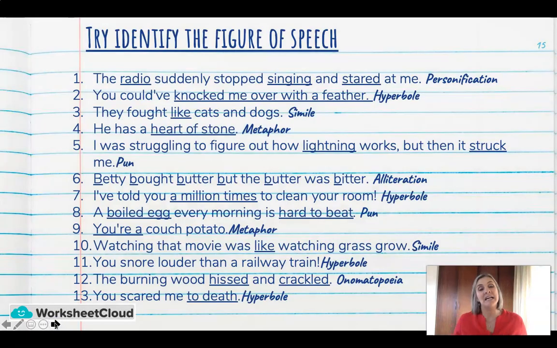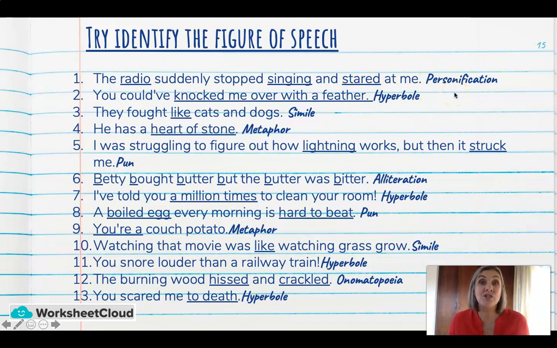Here we go. So number 1, the radio suddenly stopped singing and stared at me. As you can see, I've underlined the important words: radio, singing, and stared. The radio can't sing nor stare, and so it's giving an inanimate object, a radio, person or human quality, so personification. There's the word person there. Really good to remember that.